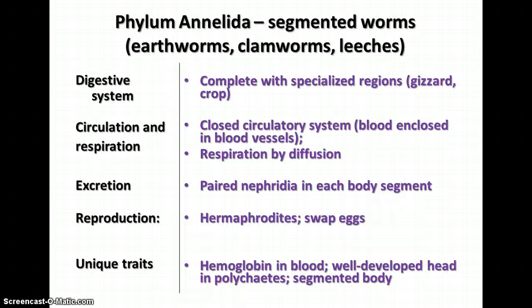The third group of worms is the annelids, or segmented worms, and this includes earthworms as well as clamworms, which are aquatic, and leeches. They have a complete digestive system that has specialized regions like a gizzard and a crop, so they're much more advanced than the other worms we talked about. They have a closed circulatory system, which means they have blood enclosed in blood vessels, which is really an advanced feature.